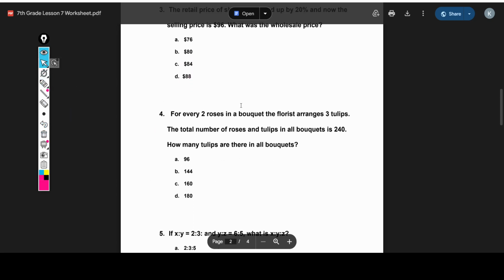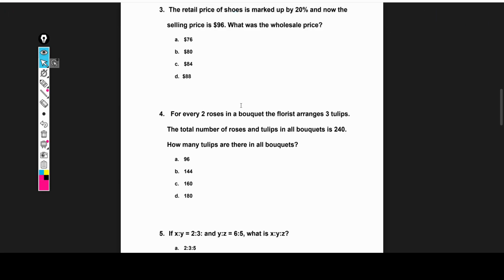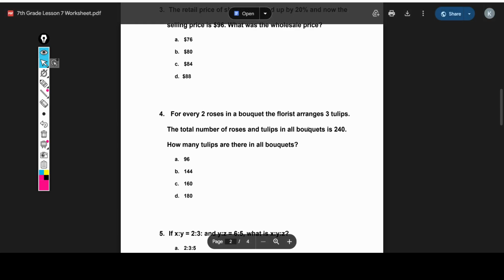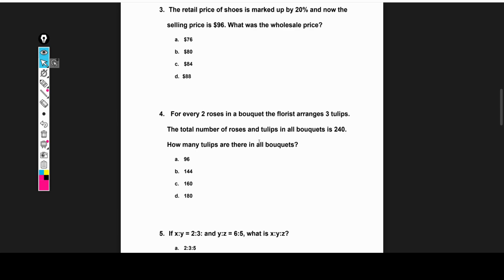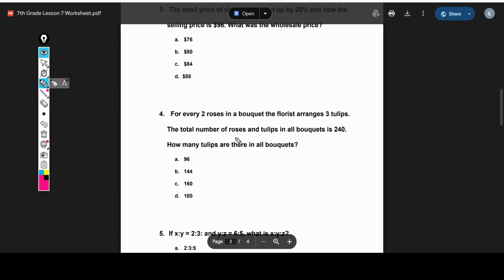All right. Moving on to the next question: for every 2 roses in a bouquet, the florist arranges 3 tulips. The total number of flowers, roses and tulips, in all bouquets is 240. So how many tulips are there in all bouquets? We have a ratio here. For every 2 R, there are 3 T. I'm just going to say R is roses and T is tulips. We know the total number of flowers is 240. So that means the number of roses and tulips, if we add them together, will be 240.